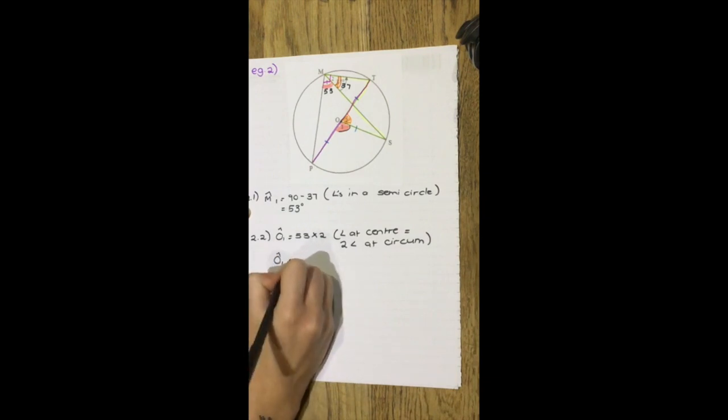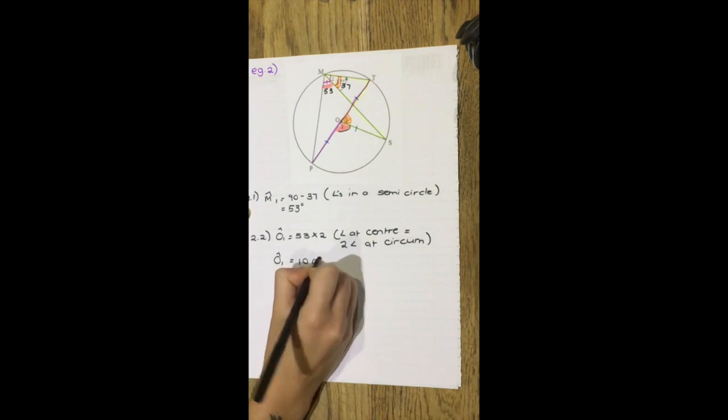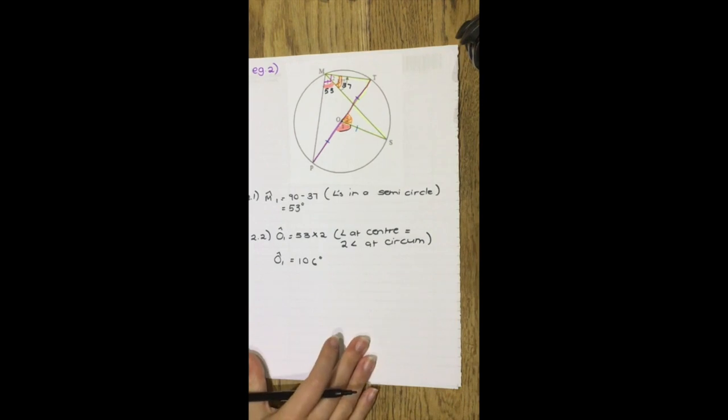So angle O1 is going to be 106 degrees. And that's the only thing that they asked us about this one. This is quite a simple one. But you'll see that some of them are not too simple. Okay, let's see what's next.